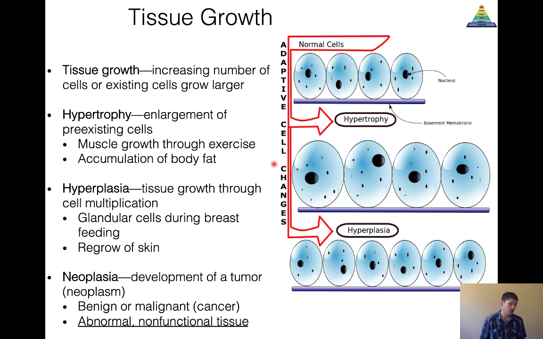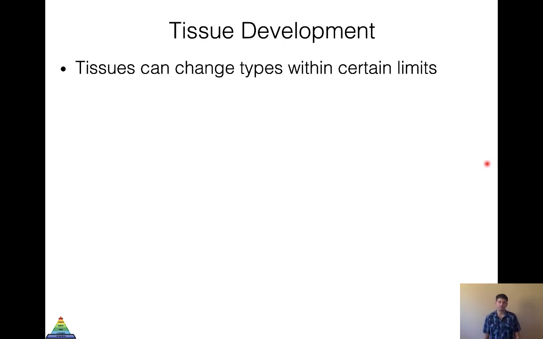So if it's in your skin, it's not acting like skin cells. If it's in your pancreas, it's not acting like pancreas cells. It's abnormal and it's not contributing to the overall functionality of that organ or that tissue. So we have hypertrophy, hyperplasia, and neoplasia. Okay, so make sure you're gonna apply those to some situations down the road here.